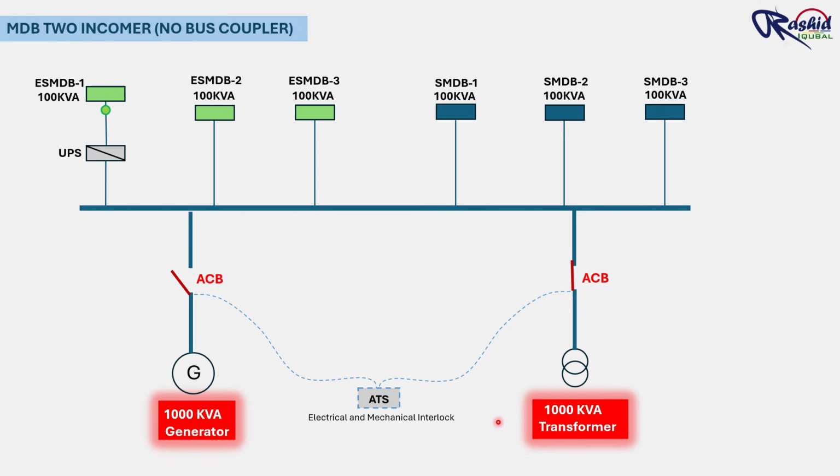When power fails, the ATS starts the generator and shifts the load to it. So the generator supplies the entire MDB, but only one source works at a time. We cannot connect both sources together because there is only one bus. This system is simple, low cost and easy to operate, but it offers less flexibility compared to the bus coupler system.